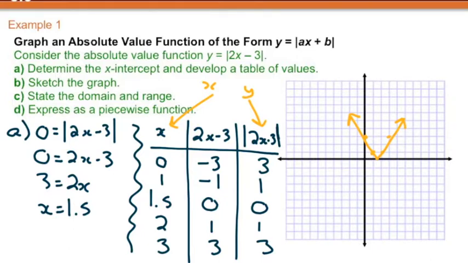Question C, I'm going to do above the graph. The domain and the range. The domain of this function, we need to look at what was the domain of the original function, the original line. Domain of all lines is all real numbers, so x can be any real number.